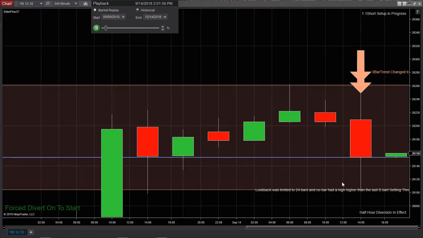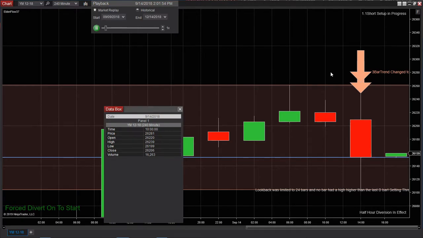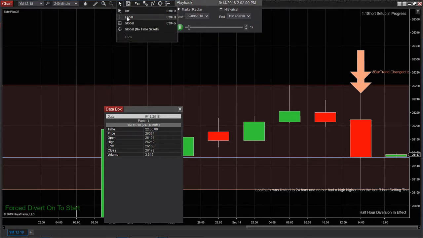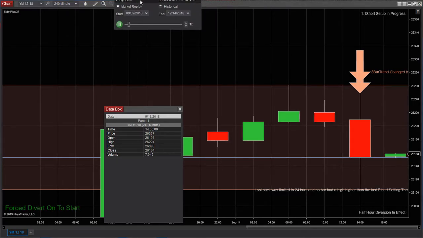Okay, now let me turn on this data box. If you don't know about this, it's Control D. And I don't have my cursor working right. Let's fix that as well. Okay, the way I like it.